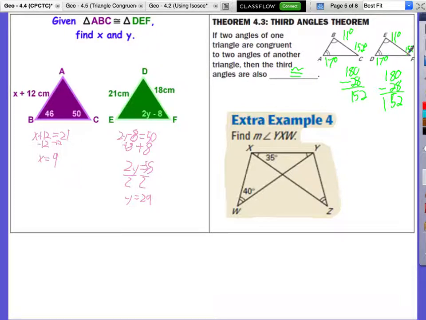Find the measure of angle YXW. Okay, so this is kind of a weird looking thing. What I recommend you do when you get shapes like this, if this is kind of confusing to you, is to split the triangles up. So we kind of have a triangle here with W, X, Y. And I'm also going to do this triangle with X, Y, and Z over here.